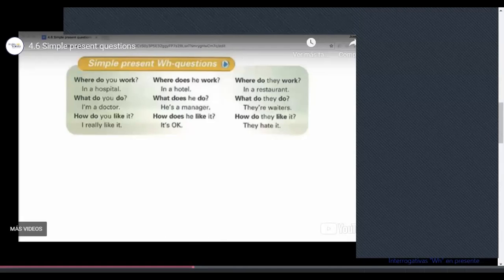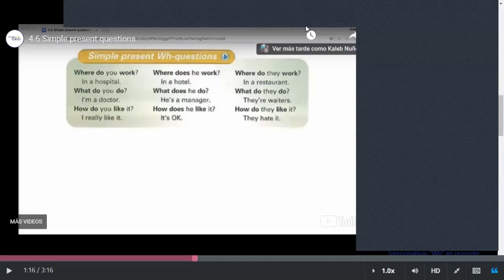Déjenme irme a la asistencia antes que se me vaya, chicos. One second here.